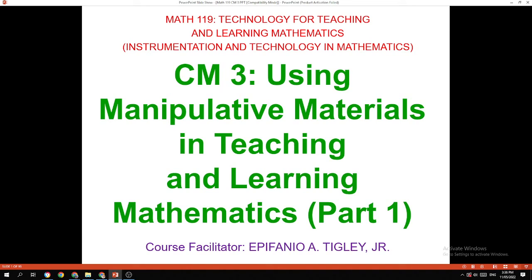Number 3, using manipulative materials in teaching and learning mathematics, part 1. So we will be having 3 manipulatives for CM3. The first 2 manipulatives, I'll be sharing with all of you today. That's all about tangrams and colored counters. Then next week, we will be having 1 session for algebra tiles.